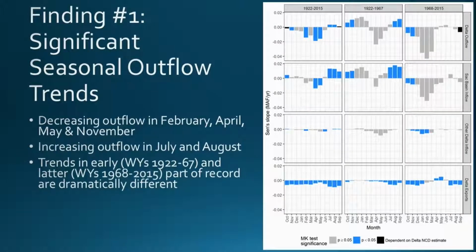There's a lot of information on this graph. This is the first significant finding. Seasonally, there are some statistically significant trends that have taken place over the last 90 years. There's a lot of information on this slide, so I'm going to direct you just to the top row, which is delta outflow.